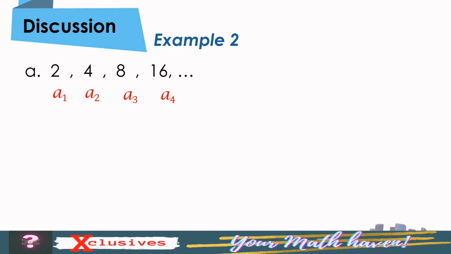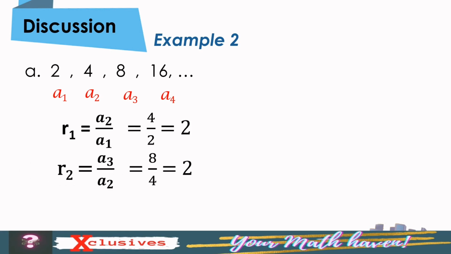So what are we gonna do? Yes, we have to compute for its common ratio. So let's try the first two terms. Let's compute the ratio, which is a sub 2 over a sub 1. Substituting the values of a sub 2 and a sub 1, we have 4 over 2, or 4 divided by 2, and that is equal to 2.